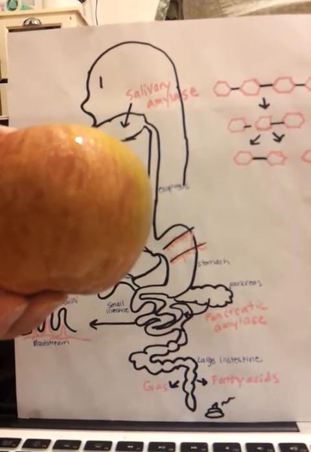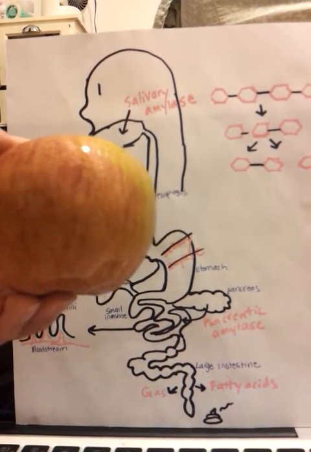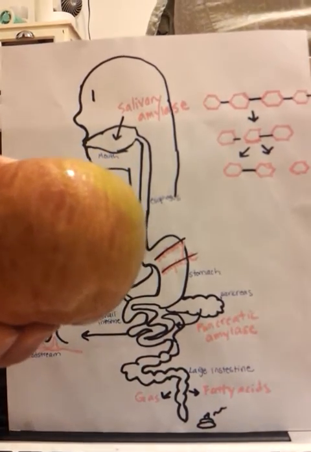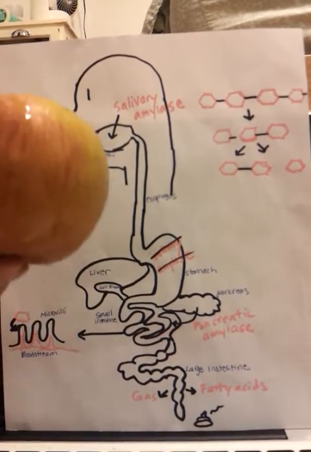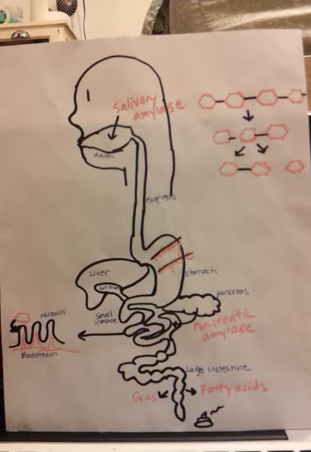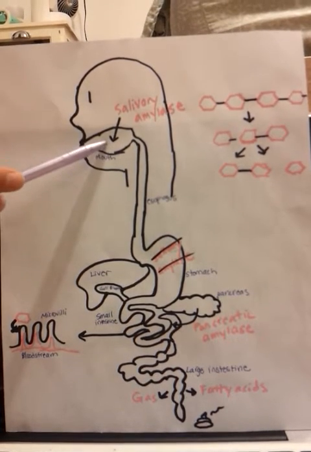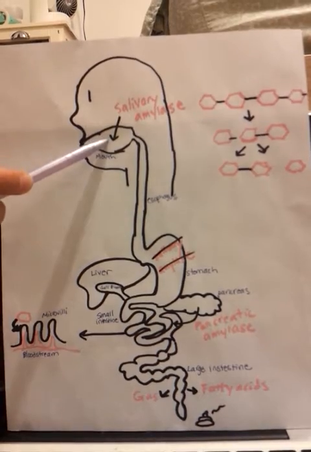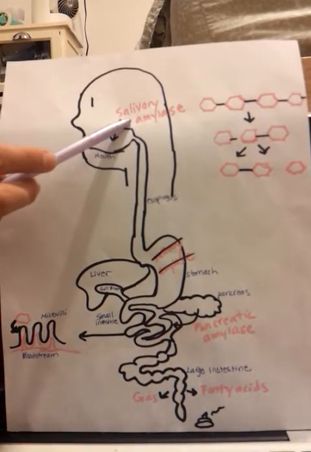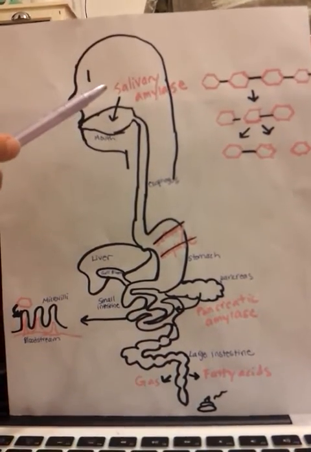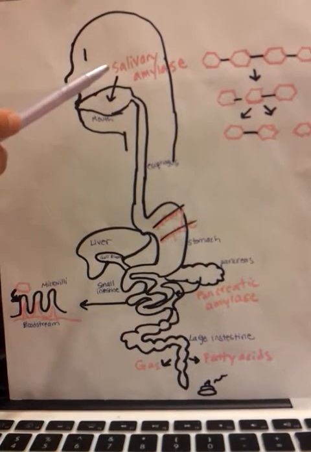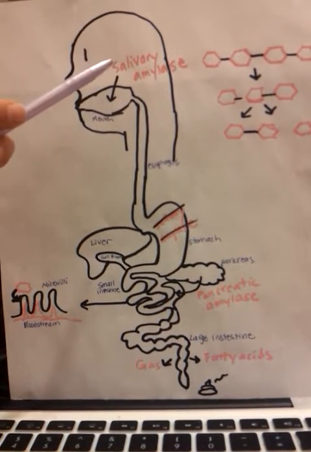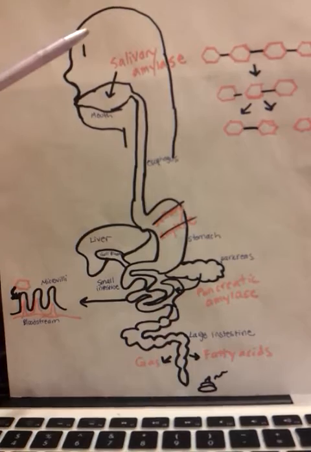This apple contains carbohydrates. It has some starch, fiber, and it has glucose. First, we ingest the apple. As we chew it, our mouth secretes the enzyme salivary amylase. Salivary amylase begins to digest the apple by breaking down the starch in the apple into shorter polysaccharides.